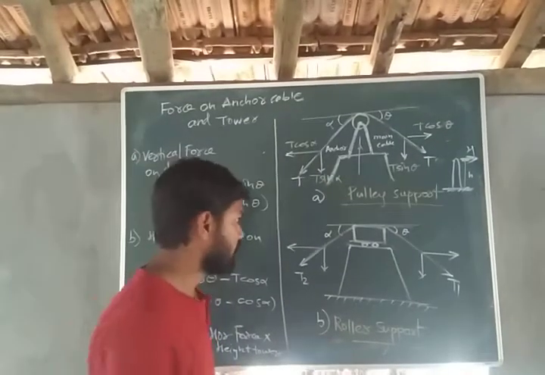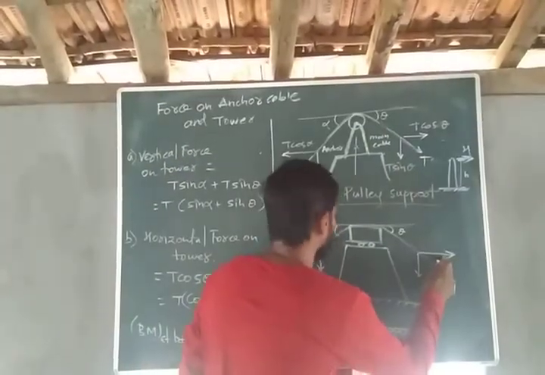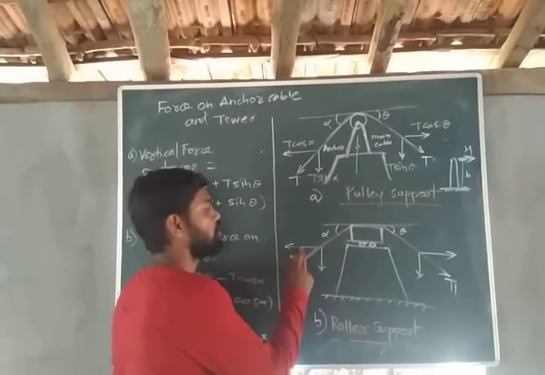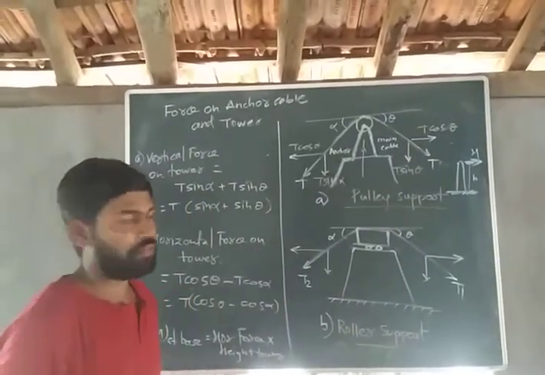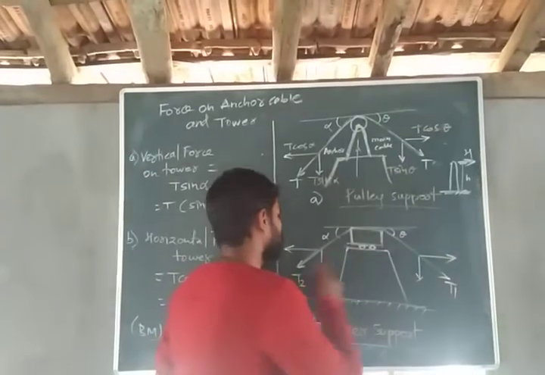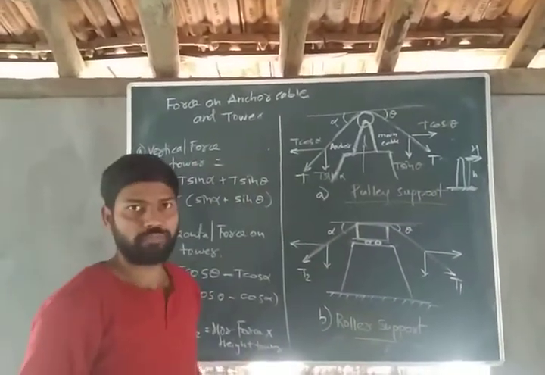So what does it mean? The horizontal component of this T1 should be equal to horizontal component of this T2.